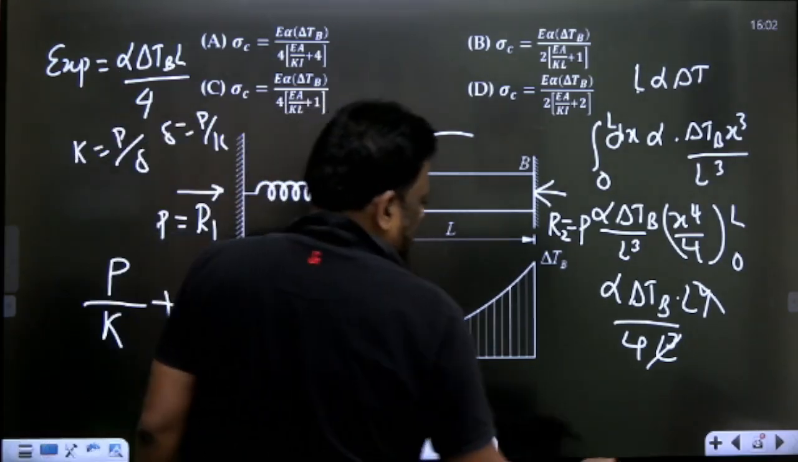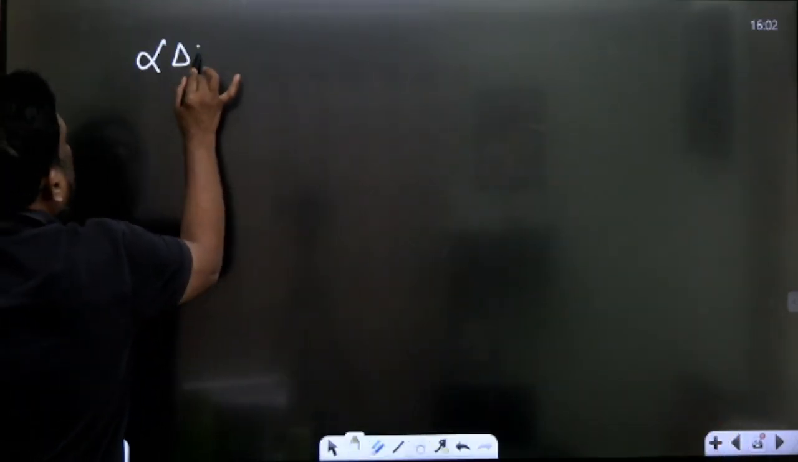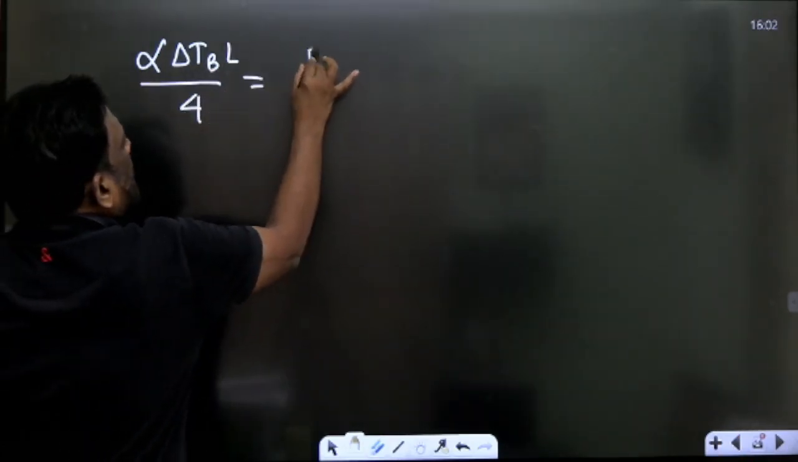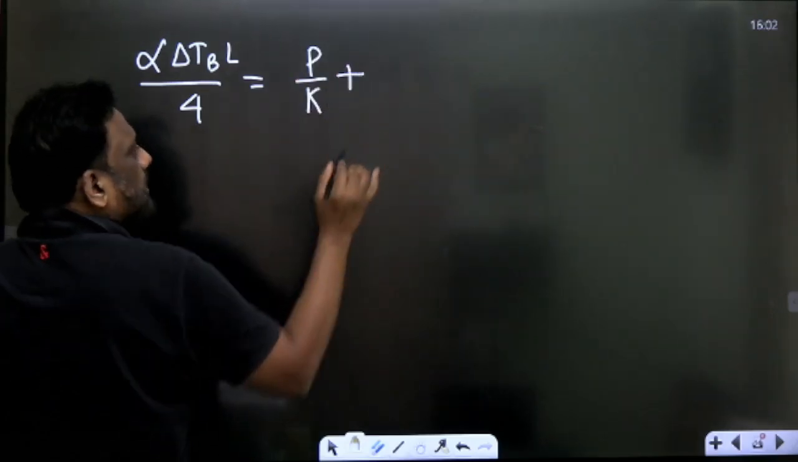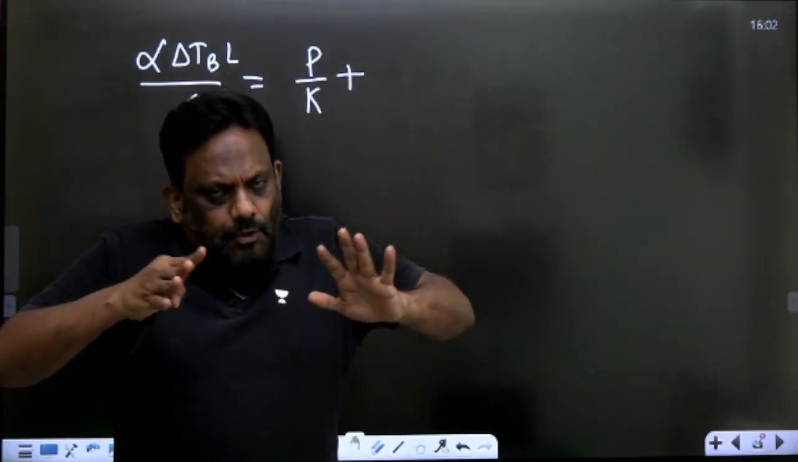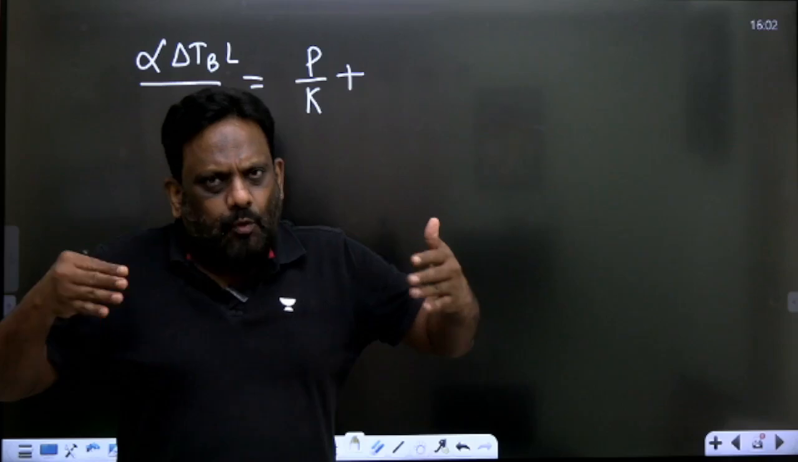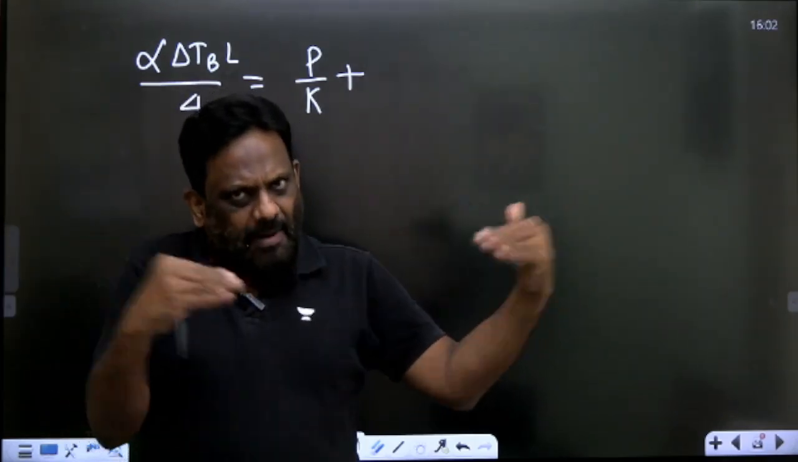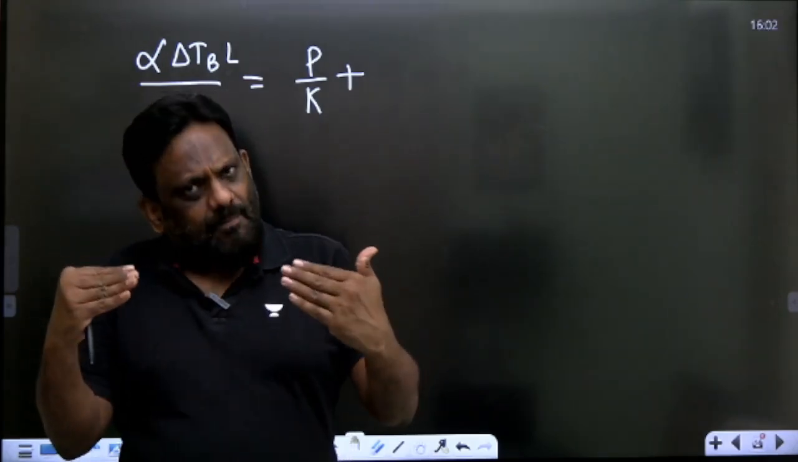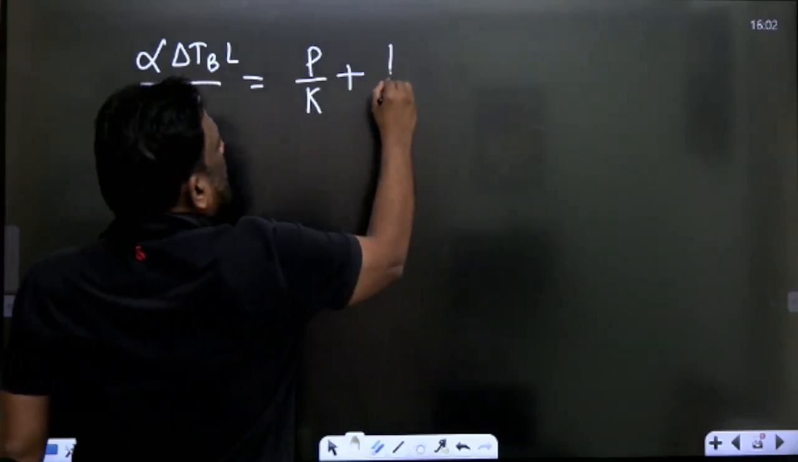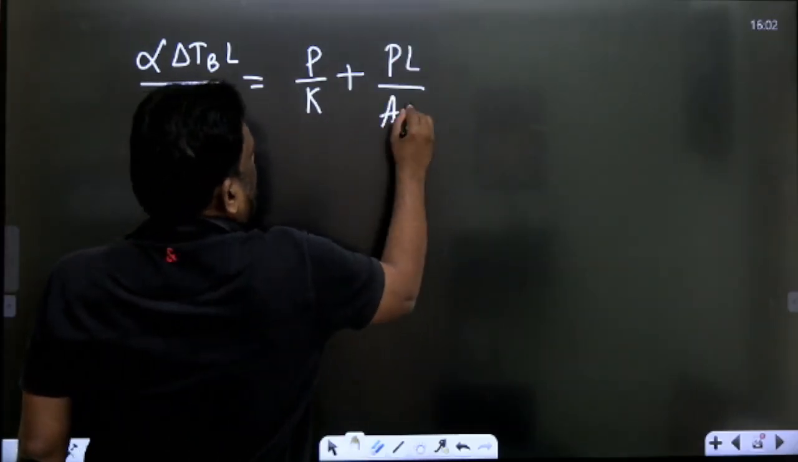Look at what we will do with this, it is very simple, sir. Alpha delta TBL by 4 is the total expansion, which should be equal to the compression of the spring. The bar that is expanding due to free expansion, they are not allowing it, so the wall will compress. So compression due to P in the bar plus compression due to the spring, total compression should be equal to total free expansion. So therefore PL by AE.